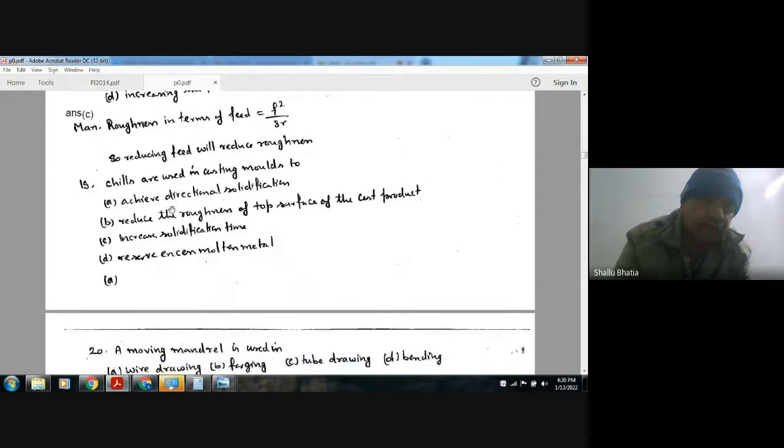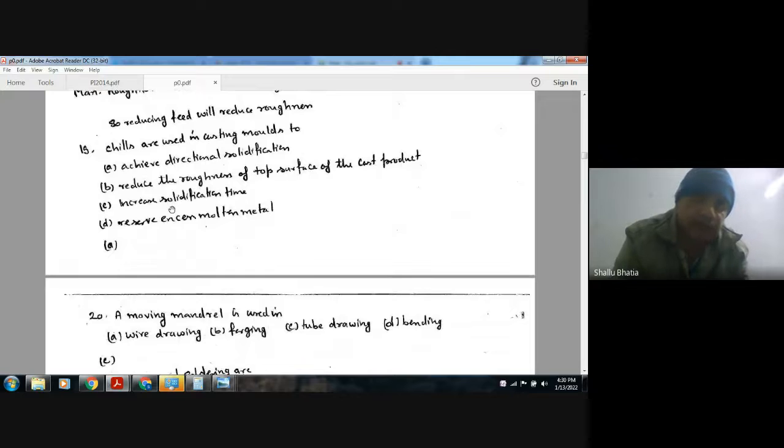Next, chills are used in casting molds to: A, achieve directional solidification; B, reduce the roughness of the top surface of the cast product; C, increase solidification time; D, reserve excess molten metal. Chills are used to achieve directional solidification. It provides cooling in all the directions.